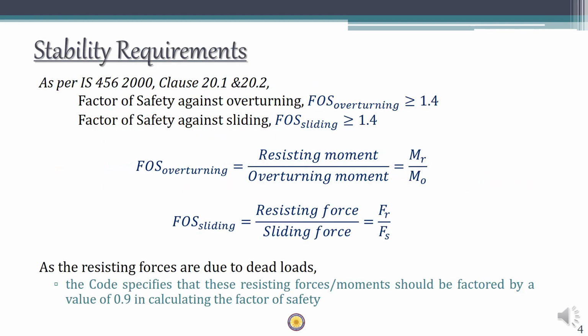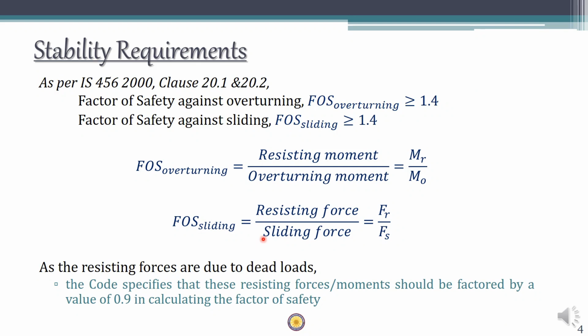Stability requirements. Here we are going to design the cantilever retaining wall as per the provisions given in IS 456-2000, which is based on limit state analysis. Clauses 20.1 and 20.2 of IS 456 state that the factor of safety against overturning and the factor of safety against sliding should always be greater than 1.4. The factor of safety against overturning is the resisting moment divided by the overturning moment, and the factor of safety against sliding is the resisting force divided by the sliding force.